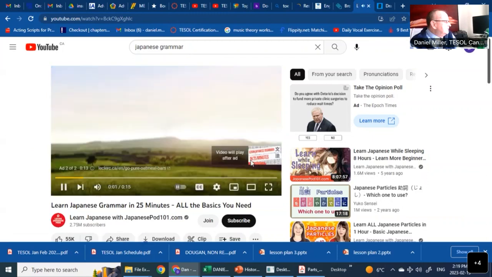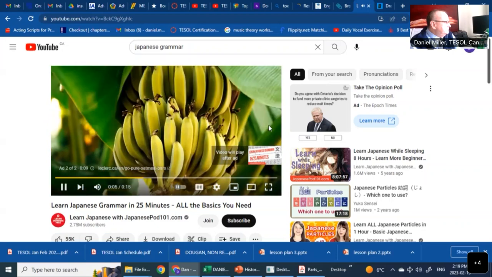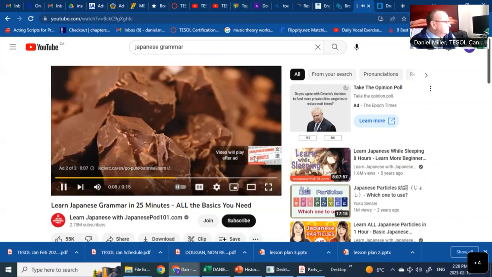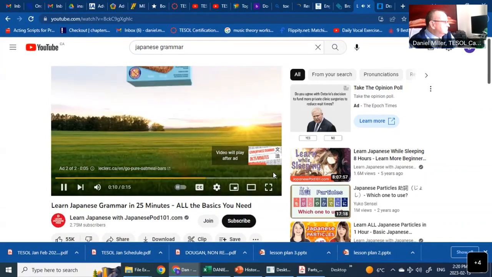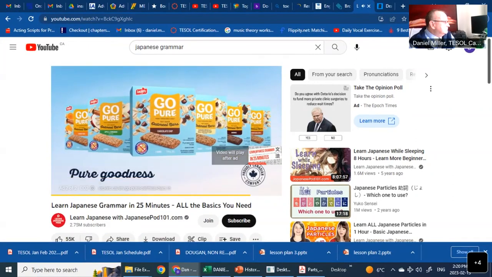Pure pleasure is enjoying the perfect blend of sun-toasted oats and real ingredients, carefully selected for our delicious Go Pure oatmeal bars. Go Pure, a moment of pure pleasure.